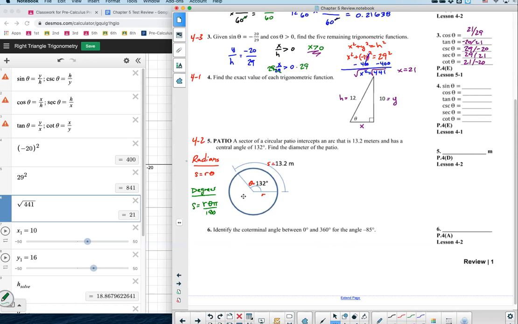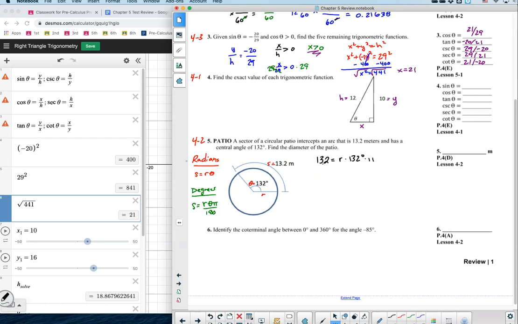All right, so now let's look at our problem and see if we can solve this. We are given the S value, the arc length, the intercepted arc. And so that's going to go on the left side of our equation here. And we'll do a little algebra in a second. So we have 13.2 meters equals, and just remember that's meters because that's going to come into play later, equals, we don't know the R, but we do know theta is 132 degrees.